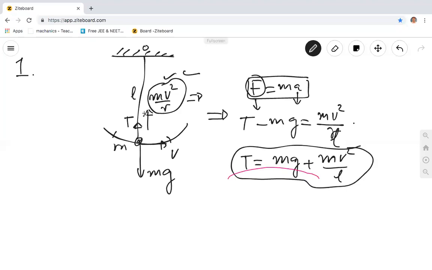If you are asked to find the tension of an oscillating pendulum when it is at the mean position, you find the answer here and you write the right equation like this. Okay, this is example number one. Now let me go to example number two.